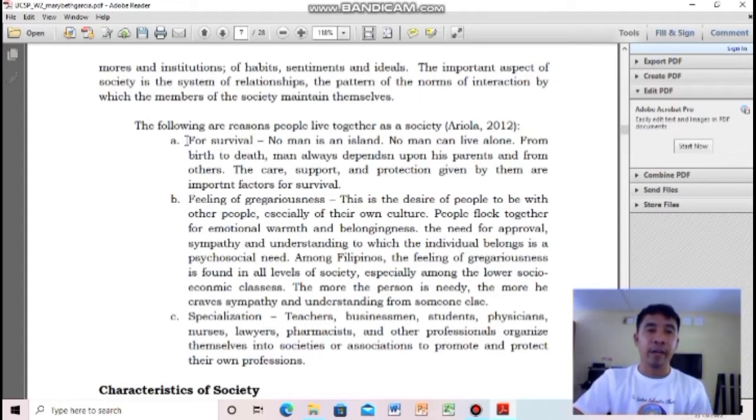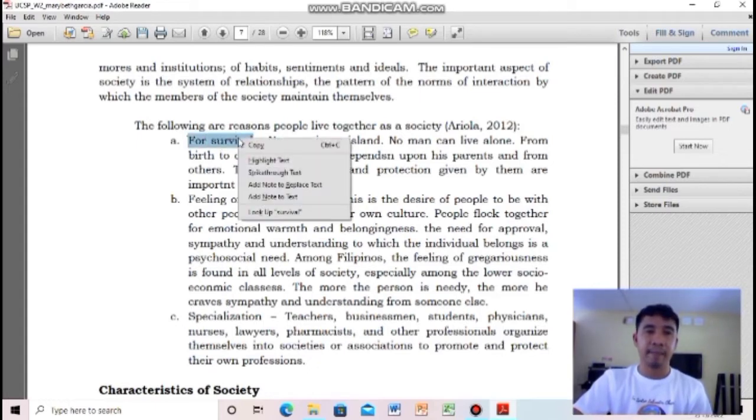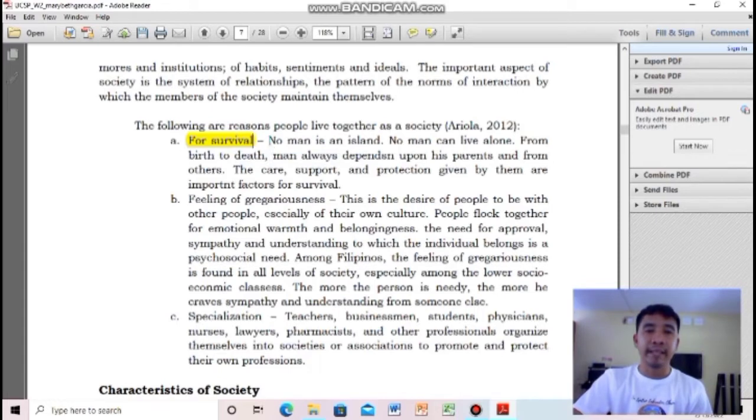Una, for survival. Okay. Ang hapagina, no man is an island. No man can live alone. It's true. Wala sang tao nga nagkakabuhi nga siya lang. From birth to death, man always depends upon his parents and from others. The care, support, and protection given by them are important factors for survival. Diba?